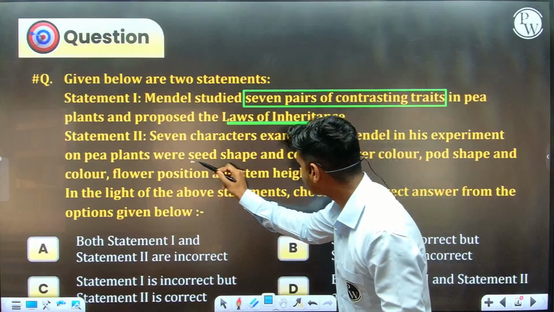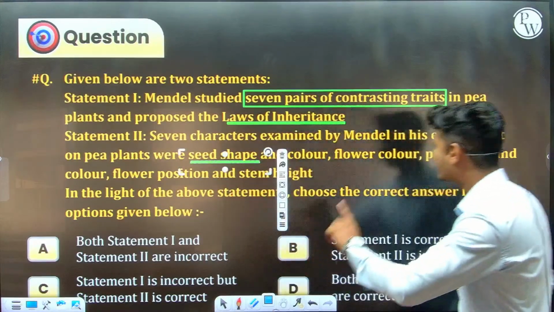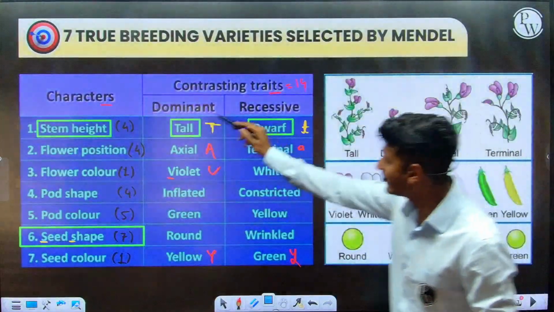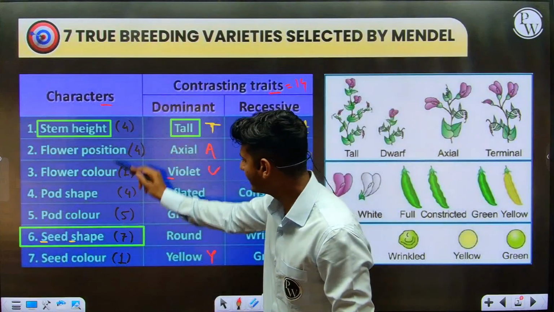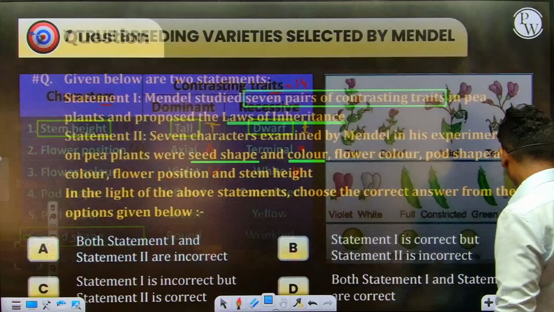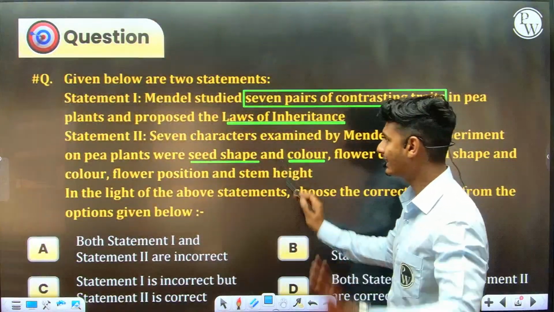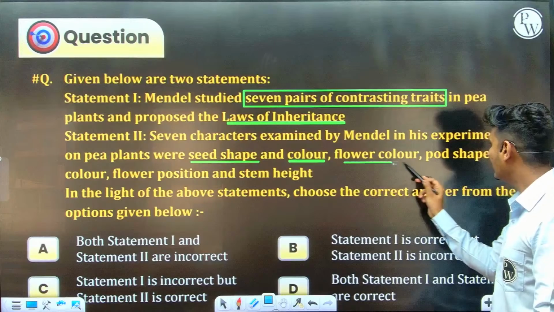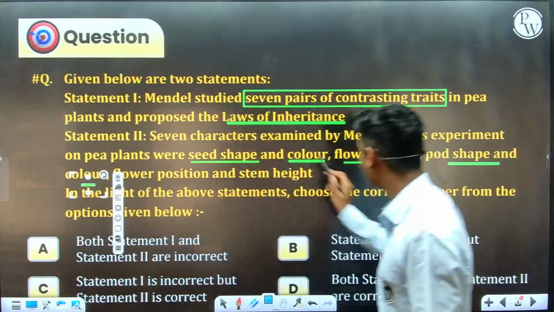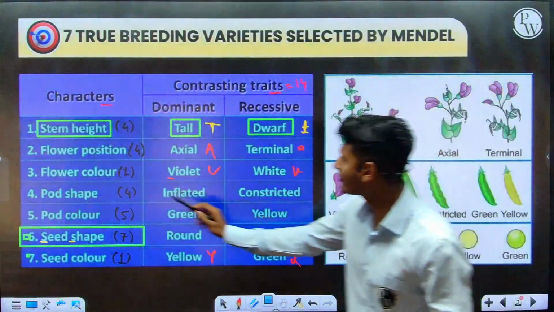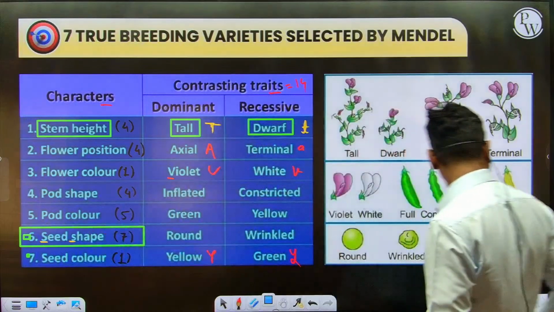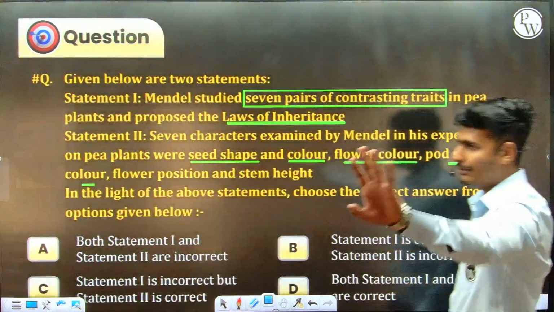Is seed shape and seed color present in the chart? Seed shape, yes. Seed color, yes. Seed shape, seed color, 2 characters. Okay, fine. So till that point the statement is correct. Second, flower color, pod shape and color. Flower color is present, pod shape is present, pod color is present. Okay, till that point also this statement is correct.